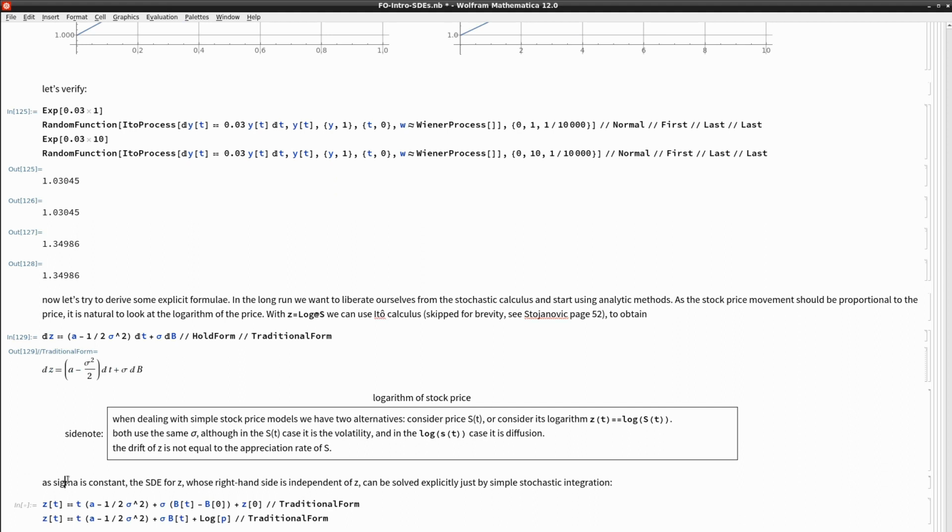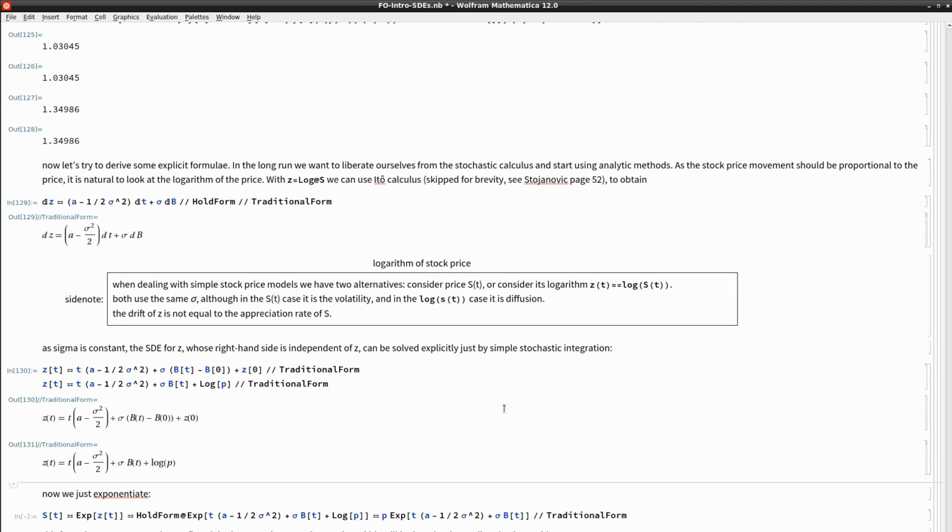And as sigma is a constant number, the SDE for Z, which has a right-hand side that is independent of Z, can now be solved explicitly just by simple stochastic integration. When we simply do this, we get our Z of t this time. Here it's just a differential, right? Here we have a dZ, and here we have a Z of t. So we can simply do a stochastic integration.